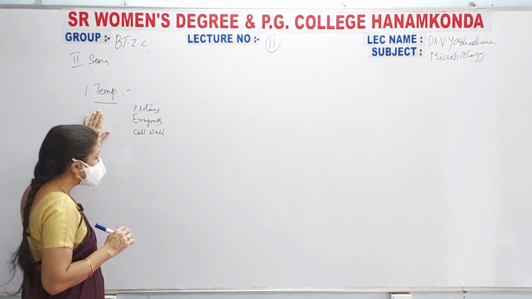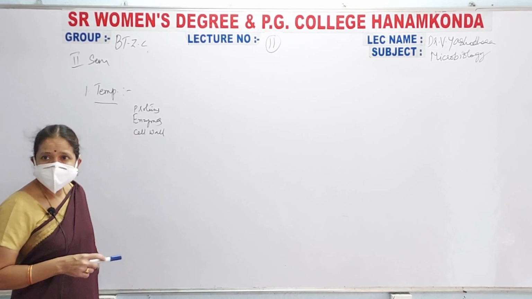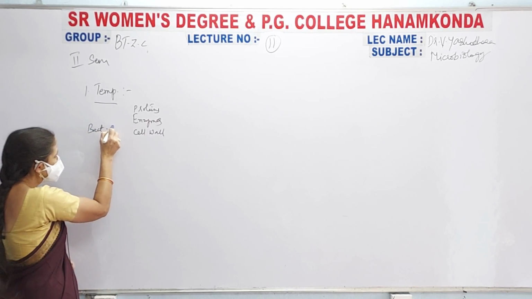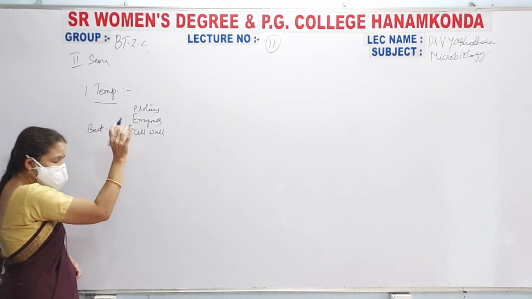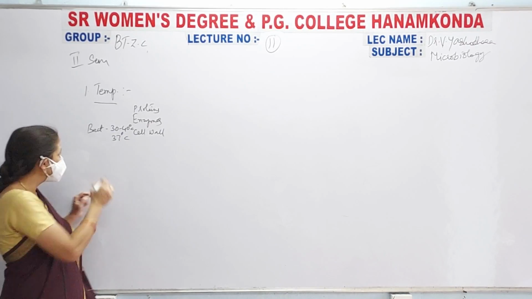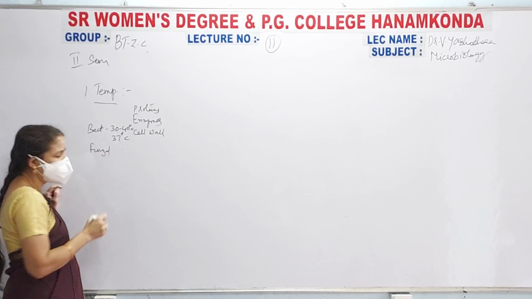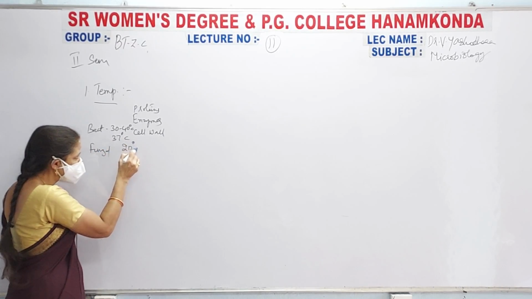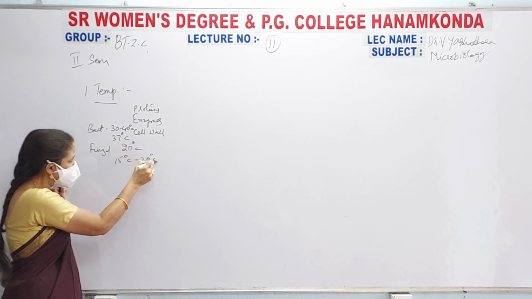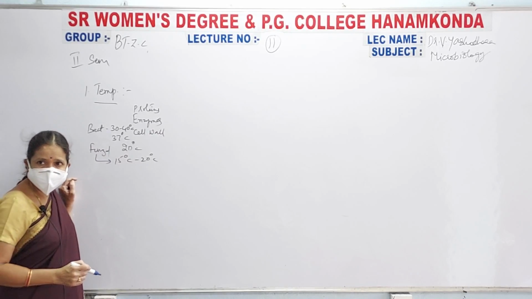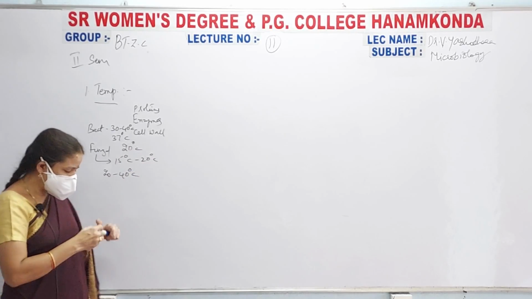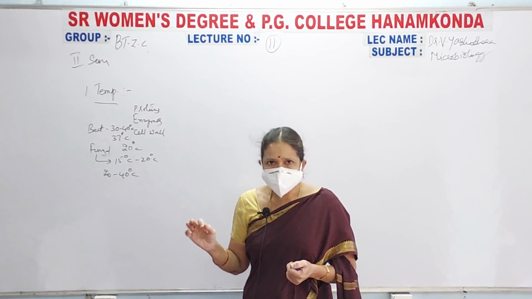Now, what should be the temperature? The temperature for the growth of bacteria is 30 to 40 degrees centigrade. Generally 37 degrees centigrade is the optimum temperature for bacterial cells, and for fungal cells the temperature is 15 to 20 degrees centigrade, at which fungal organisms grow properly. That means 20 to 40 is the temperature at which microorganisms generally grow.